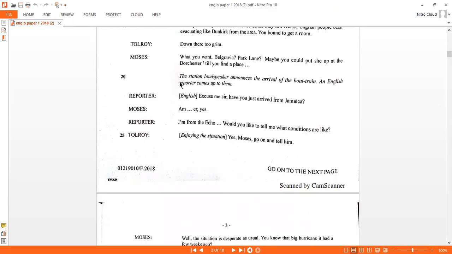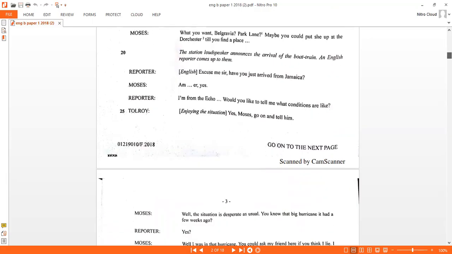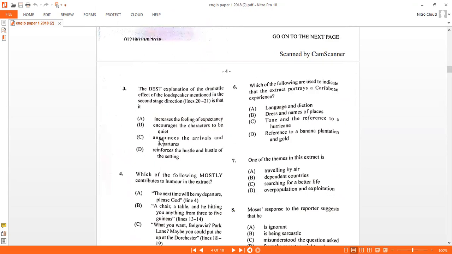We know what happens when you get on the loudspeaker and they say, the station loudspeaker announces the arrival of the boat train. An English reporter comes up to them. Now, the fact that we know that he's waiting on his mother at the station, we can assume that it would not be to increase the feeling of expectancy, because he is already expecting her. The extract does not tell us that he is anxious to see her. He knows that she's there. What he might be anxious for is where he's going to put her. That's why he wants to find somewhere. So option A would be out.